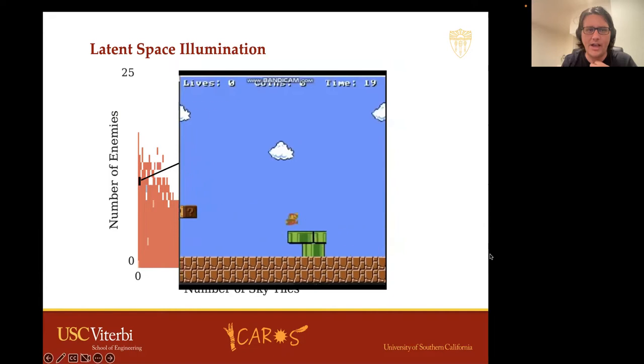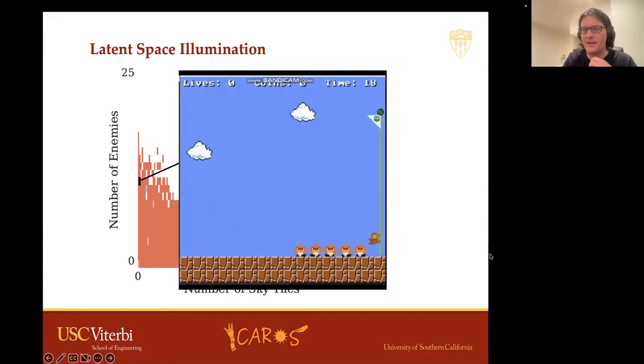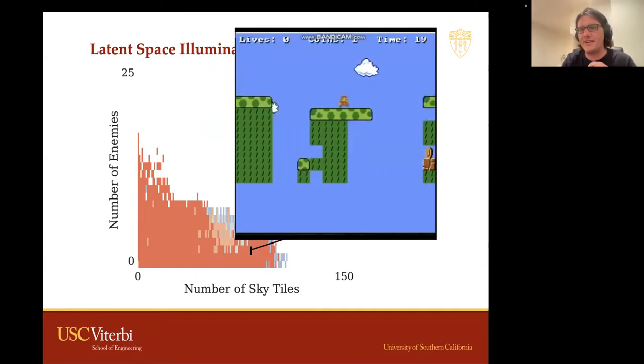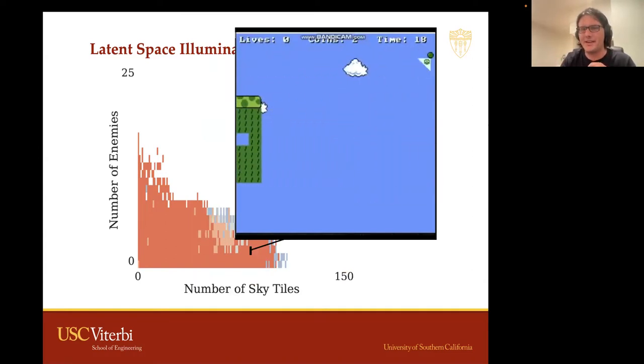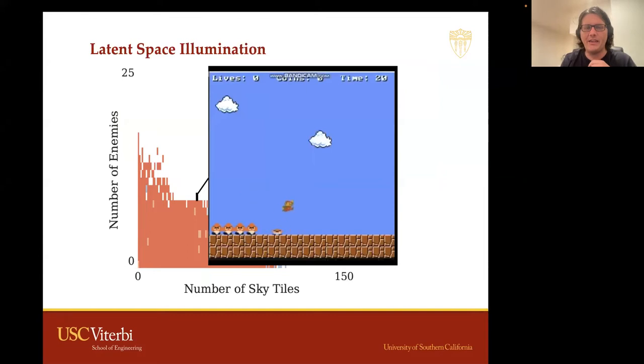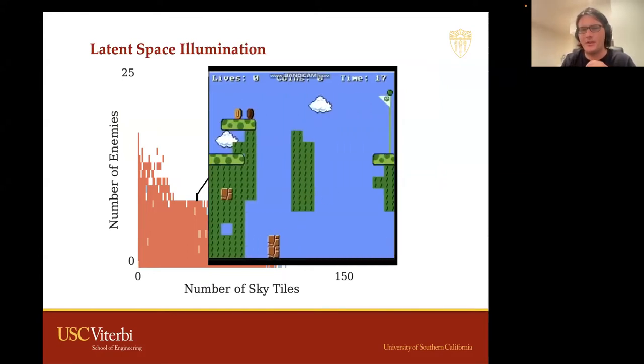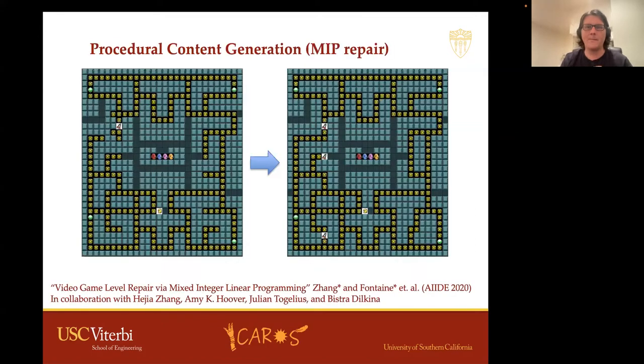We also can have fewer enemies, but no sky tiles. So it's a very flat level with lots of enemies. We can have a lot of sky tiles, which was another part of the training data. And then you can have a mix where there are a lot of enemies in the beginning, but it ends up with a lot of sky tiles at the end.